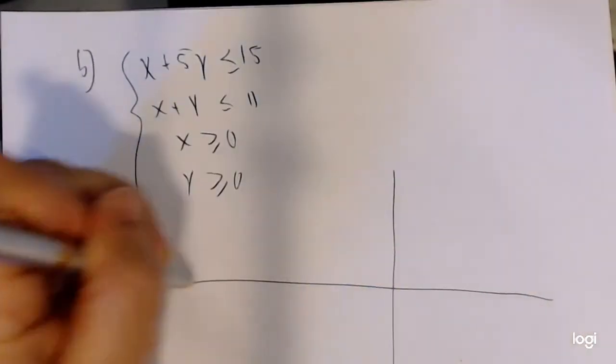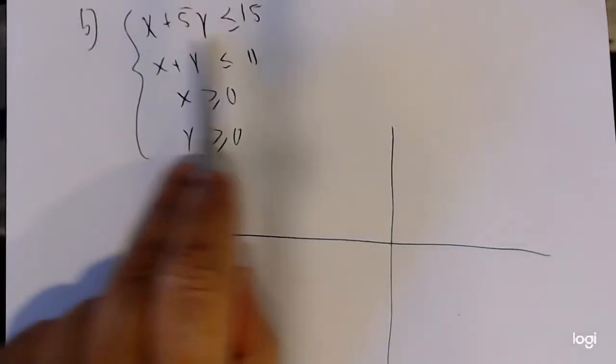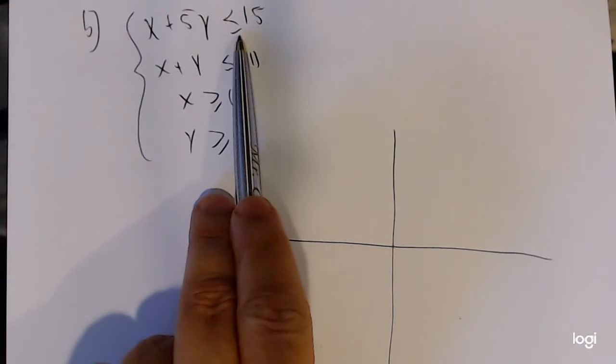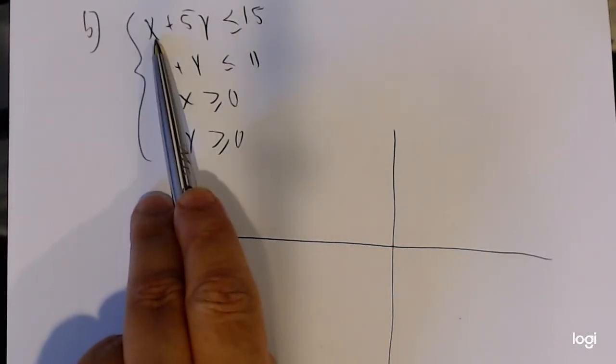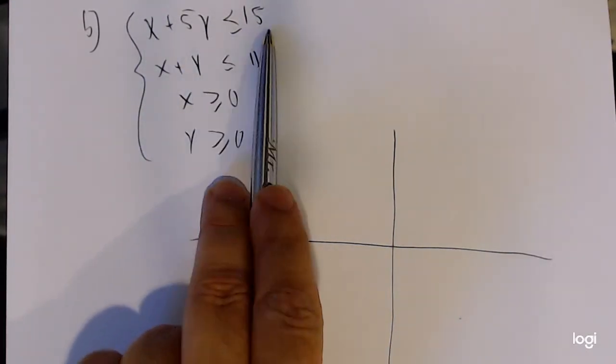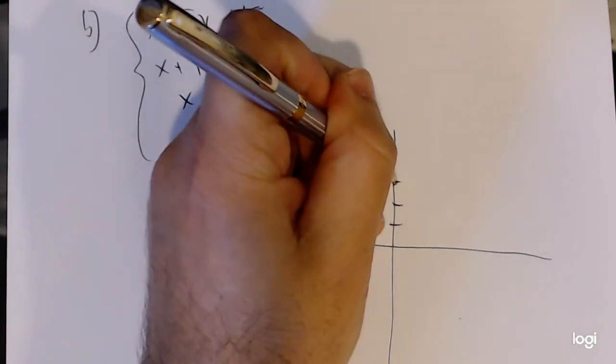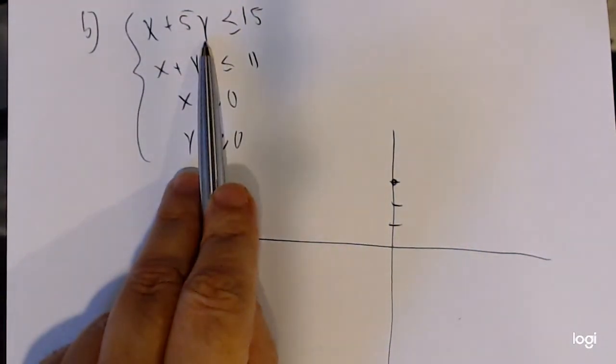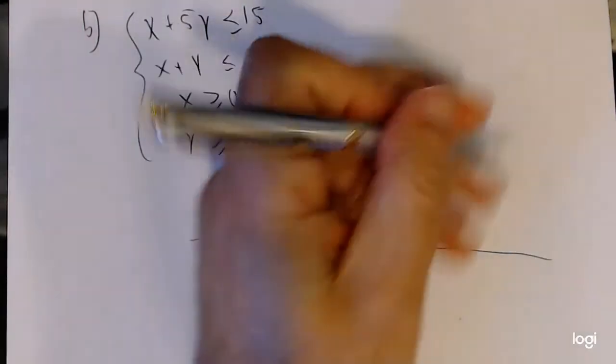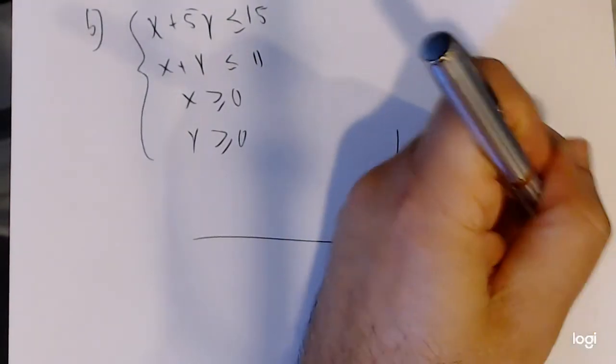So once again, what are these graphs? The first one, that's a line again. So if I find the x and y intercepts, what do I get? If I set x equal to 0, y is 3. So if I graph that, I'll get that. And then if I set y equal to 0, x is 15. So let's call that 15.